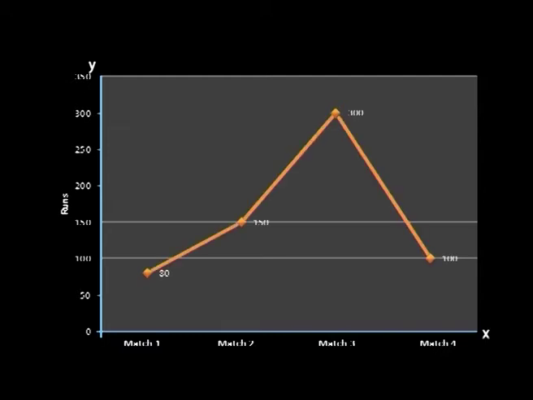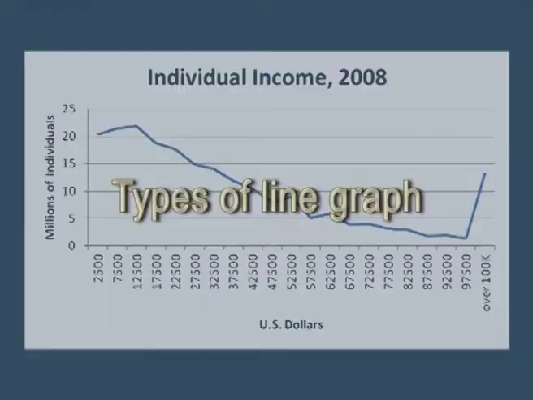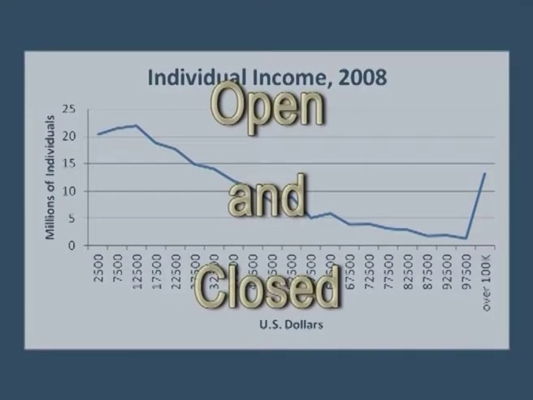Use a ruler or straight edge to draw your lines. The dependent variable is usually plotted on the y-axis and the independent variable is usually plotted on the x-axis. Draw and label the horizontal axis. Horizontal means across. List the name of each item. Locate the points on the graph. Connect the points with line segments. Write the title of the line graph. Types of line graph. There are two types, open and closed.